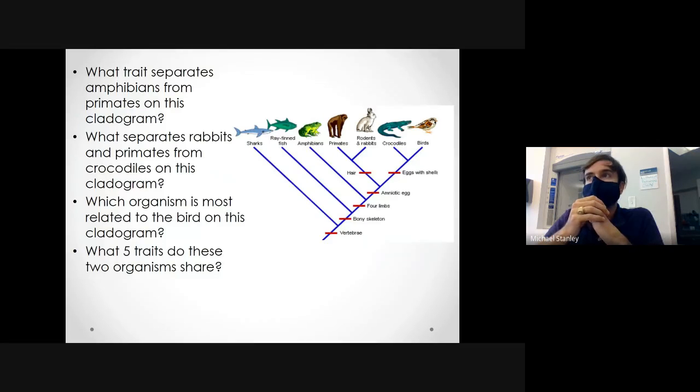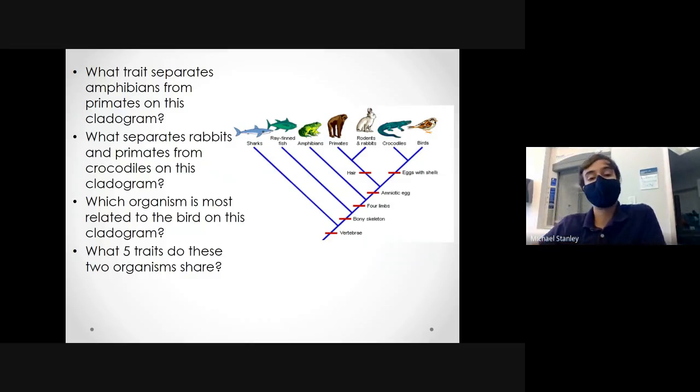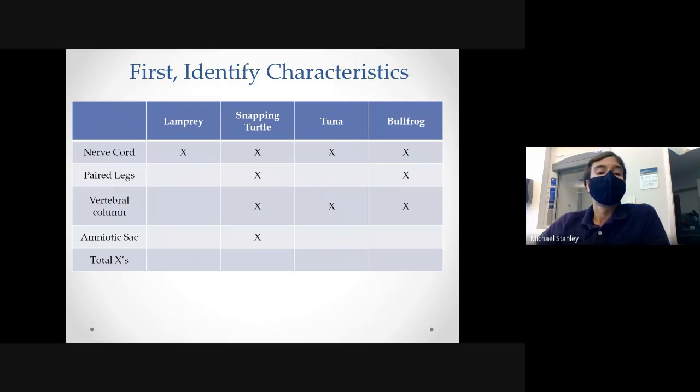So it's really great to be able to read and understand our cladogram. But the other thing that scientists like to do is create cladograms, come up with their own sets of diagrams. So if we want to create a cladogram for a set of organisms, the first thing that we have to do is identify their characteristics.